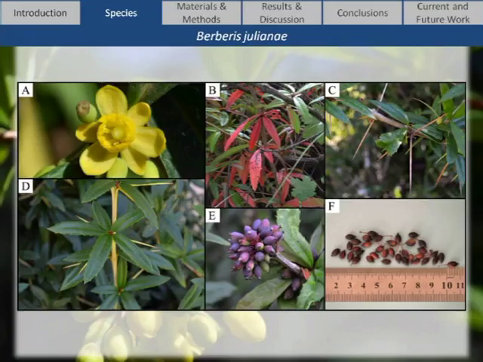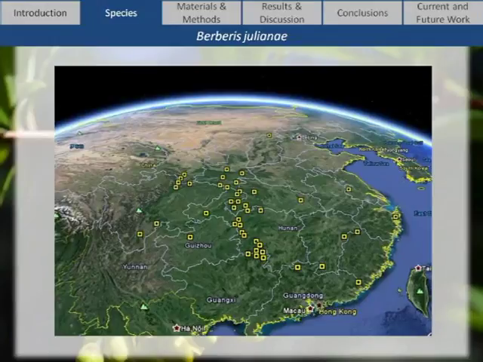So to get to that, Berberis julianae, the third species. All Berberis species are characterized by these 3 branch spines that you can see in number C. Now they also have these characteristic yellow flowers, and in this species, Berberis julianae, you can see in number E that they have clustered inflorescence and these characteristic purplish berries. Now Berberis julianae itself is native to the eastern parts of China.